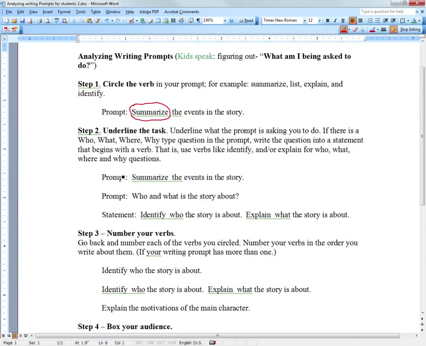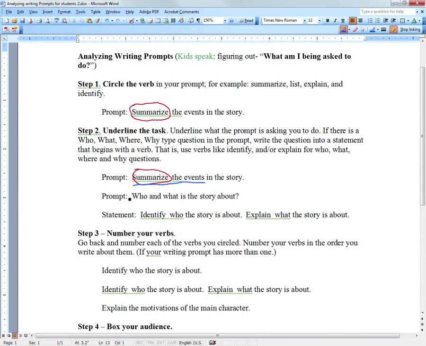And I'm going to say prompt, summarize the events of the story. So we already circled the verb again. This time I'm going to underline. I'm going to use a different color. I'm going to use blue. I'm going to summarize the events of the story. So summarize the events. Right? Summarize the events in the story. What happened and when. Right? I'm not going to rewrite the story. I'm just going to summarize. I'm going to write briefly what happened, each event, and give an explanation of what happened.